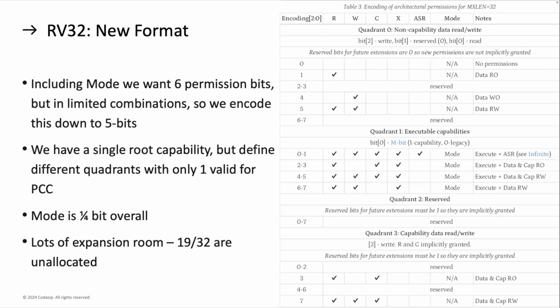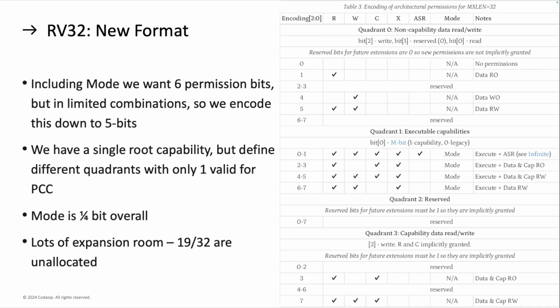And the bottom quadrant, you've got capability permission, and the top quadrant, you haven't. And the idea is anything in the bottom quadrant, it says reserved bits for future extensions must be 1, so they're implicitly granted. So we can add more controls to the bottom quadrant, which are currently already there. But for the top quadrant, all missing bits are implicitly 0. So if you add more controls, they're implicitly off.